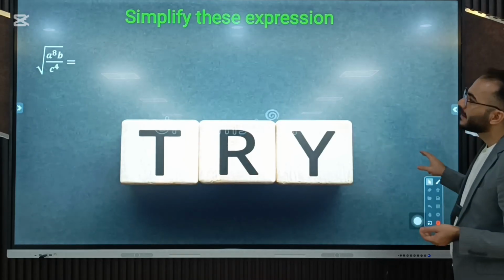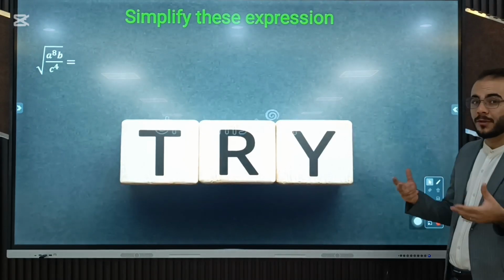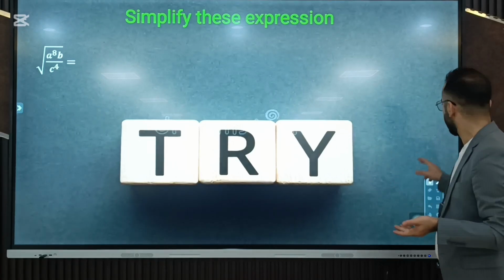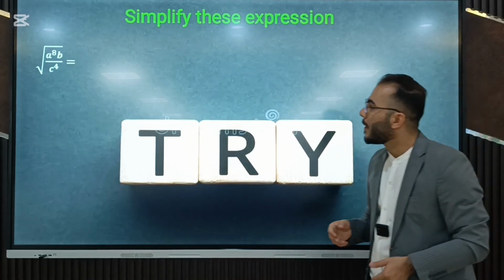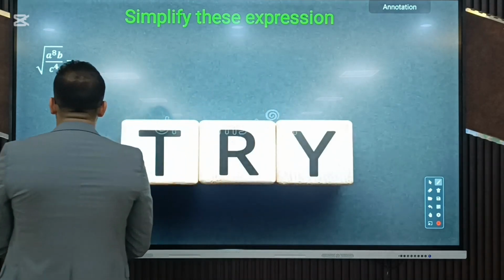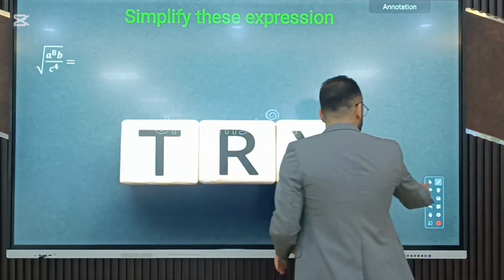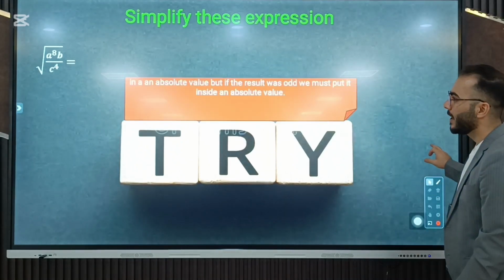So how about this kind of algebraic expression? Square root of a to the power of 8, times b, over c to the power of 4. There is a note here. Let's just see what we have here.